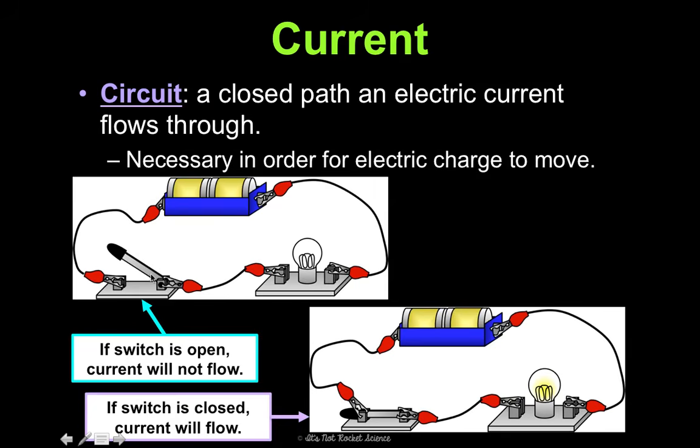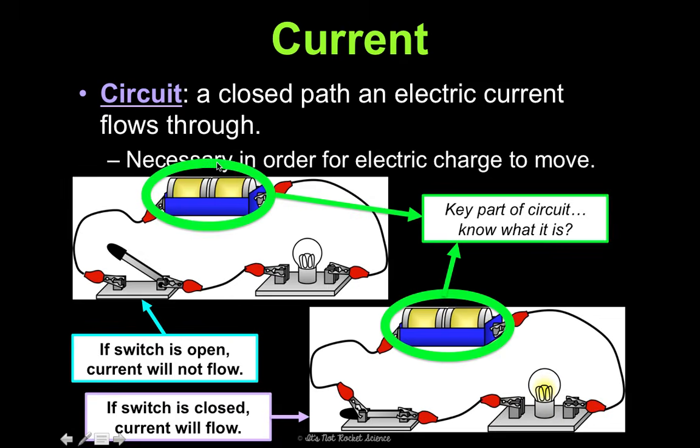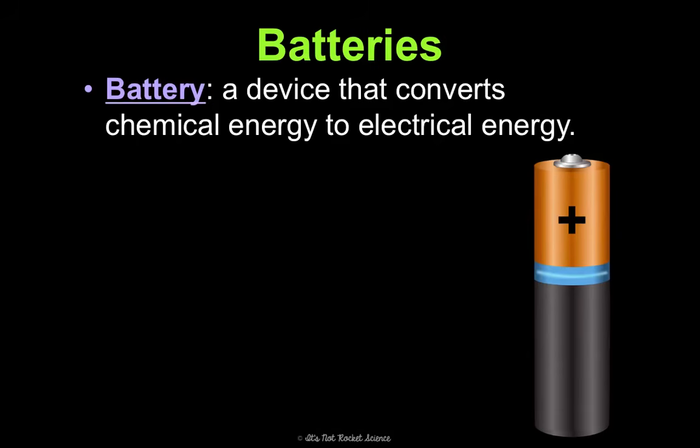Now, I told you this was a switch, and you probably recognize this as a light bulb, but what is this thing? Anyone know what those are? Because that's pretty key to a circuit. That is your battery. So a battery is a device that converts chemical energy to electrical energy. So hopefully you remember learning about energy conversions or energy transformations when we learned about the law of conservation of energy in our last unit. So we're taking chemical energy and we're using that to create electrical.